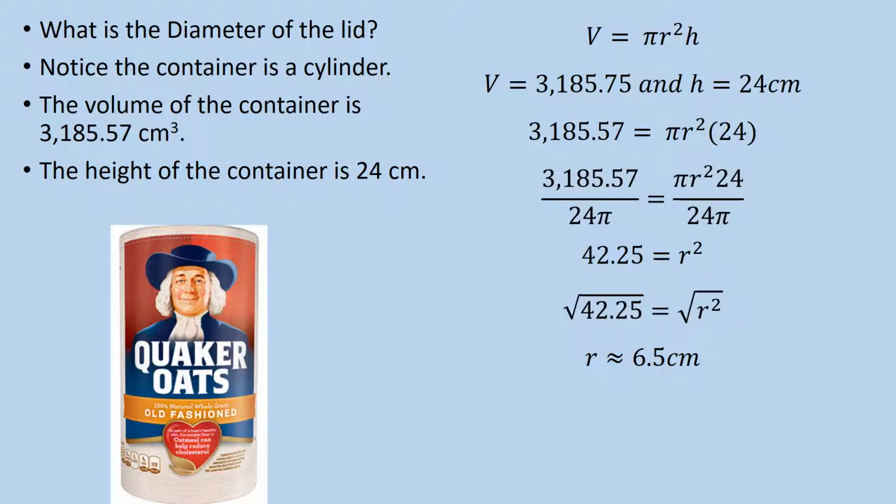And I get that the radius should be approximately 6.5 centimeters. But wait, the question was, what is the diameter of the lid? I did not answer the question. We know that it takes 2 radiuses to make 1 diameter. There we go, it's 13. Okay, let's move on.